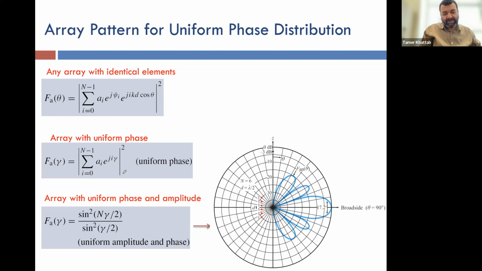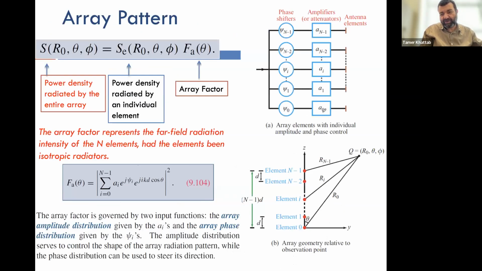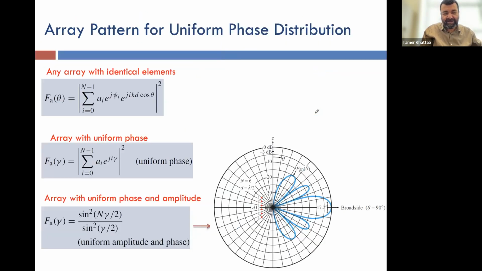Okay. And further, if they all have the same magnitude, so if you go here, all of these are equal to each other and maybe say equal to 1, for example, so we don't really scale them differently, then the expression becomes even simpler. It becomes sine square n, n is the number of the elements, multiplied by gamma over 2, gamma again is kd cosine theta, over sine square gamma over 2. Okay, this is the case for the uniform linear array, same phase shift and same amplitude. So it doesn't have any amplitude scaling, and it doesn't have any phase shifting between one element and the other.